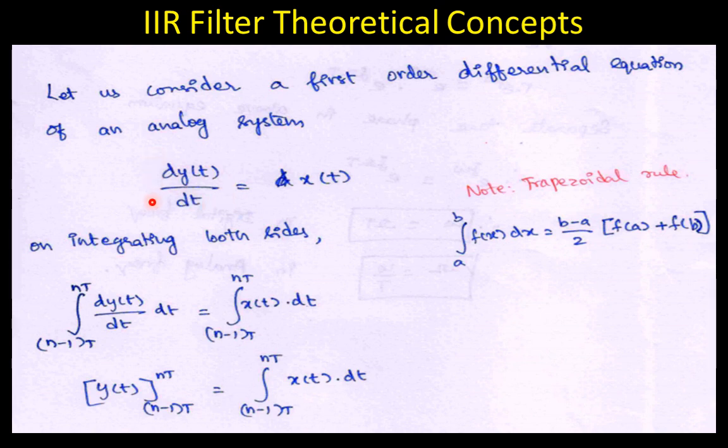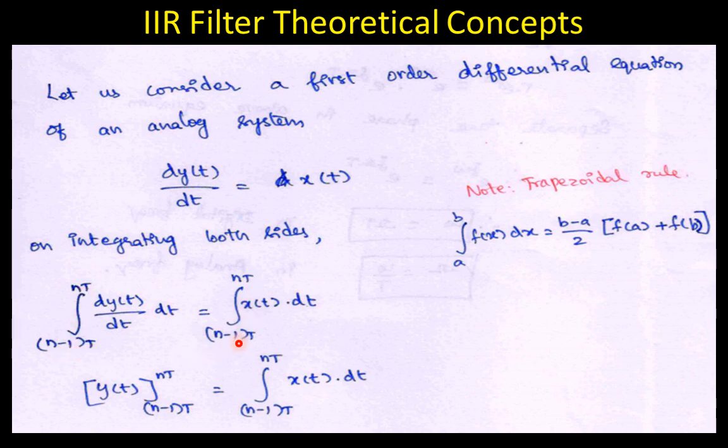For this equation, you are going to start by integrating on both sides. So if we integrate this, here we have differentiation, right? So integration and differentiation cancel each other and you have limits over here. How are these limits mentioned over here? nT is the current timing, (n minus 1) into T is the previous timing.